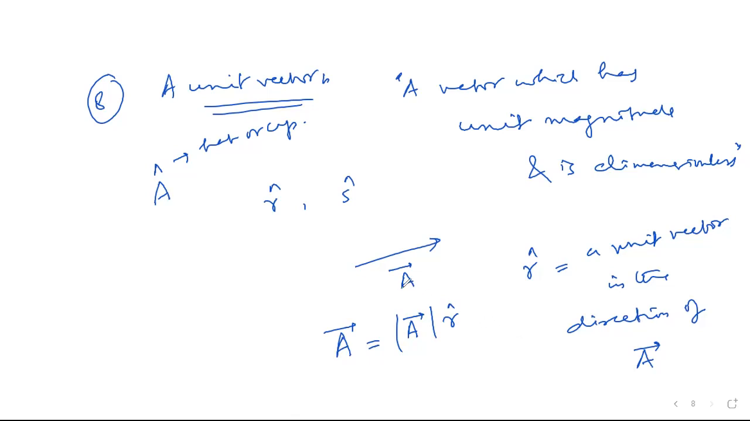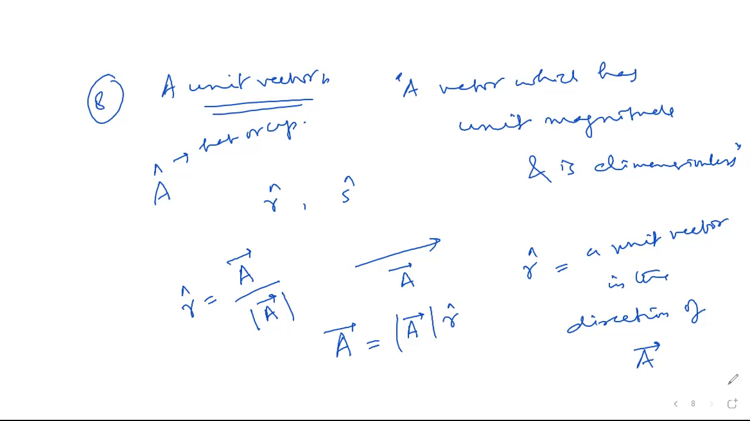Now, suppose there is a vector A and you define a unit vector R cap in the direction of A. Then you can write vector A as its magnitude times the unit vector in its direction. So in other words, the unit vector in the direction of A can be written as vector A over the magnitude of A. Right? So if you are given a vector and you are asked to find the unit vector in the direction of that particular vector, you divide that vector by the magnitude of that vector. By that, you will obtain the unit vector in the direction of that particular vector.